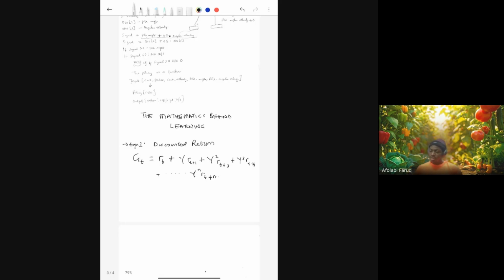So we can more precisely write this as G of t equals the summation, k starting from 0, of gamma raised to k, then R of t plus k. I think this is a better way to express this equation, where k goes from 0 to n, right? So that is basically that.